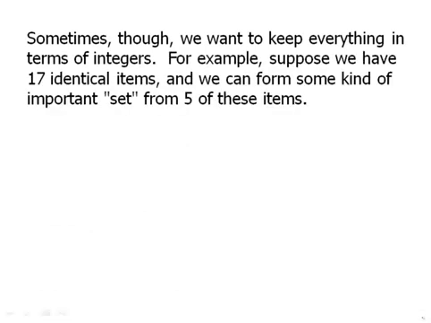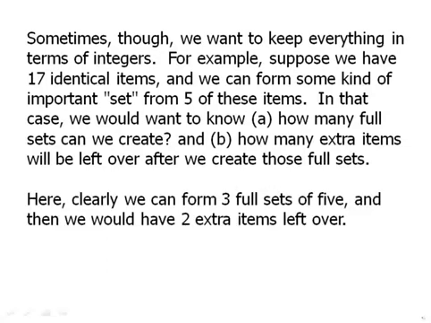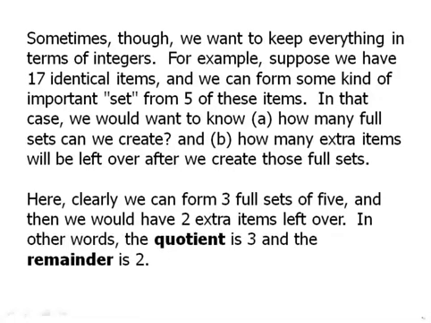For example, suppose we have 17 identical items and we can form some kind of important set from groups of 5 of these items. So we're grouping identical items. In that case, we'd want to know how many full sets can we create, and how many extra will be left over after we create those full sets. Here, clearly, we can form 3 full sets of 5, and then we would have 2 extra items left over. In other words, the quotient would be 3, and the remainder would be 2.